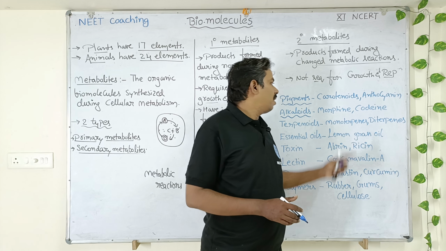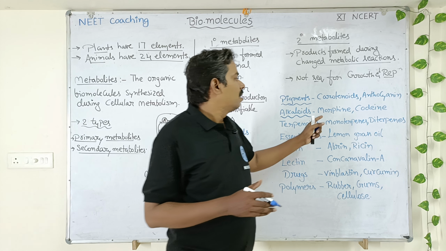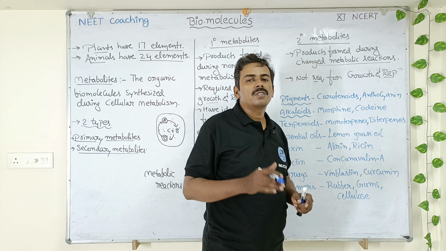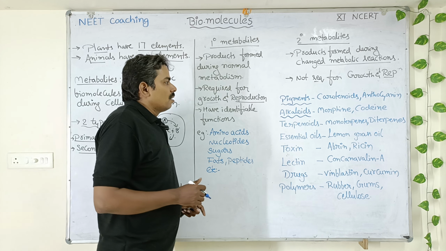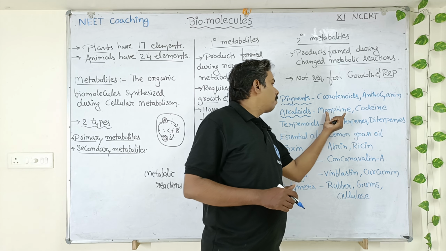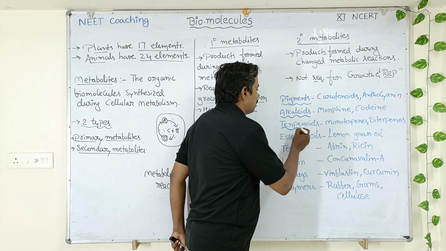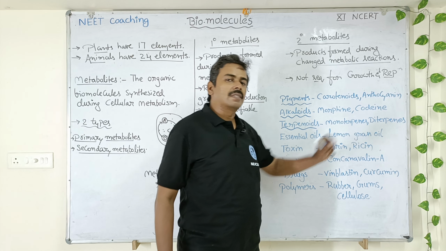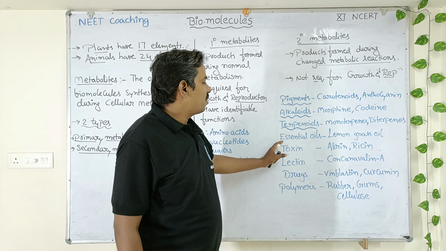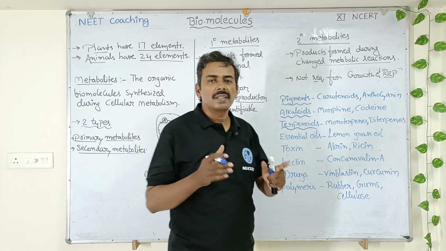Okay, morphine, it is used as an anesthetic. In olden days, morphine was used as an anesthetic. That means to minimize the pain during the surgery. Okay, nowadays some people abuse this morphine. Okay, next is terpenoids. Terpenoids, examples monoterpenes, diterpenes, these are secondary metabolites. Essential oils, example lemongrass oil, it produces a pleasant smell.